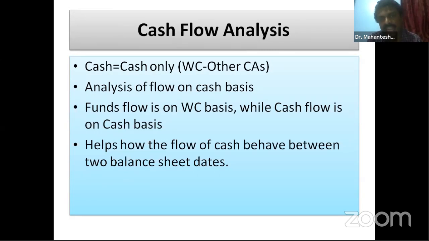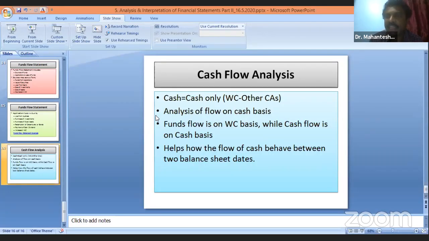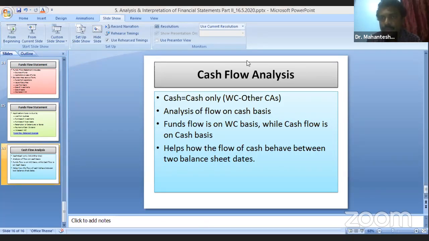It helps us see how the flow of cash behaves between two balance sheet dates. A small deviation from the funds flow analysis, here we prepare a cash flow statement. In the funds flow statement example I showed, we looked at how the funds have moved or changed over a period of two years. Here we don't look at the total working capital change, rather we look at only how the cash has changed over a period of time. Rest all is the same as we do in the funds flow analysis. Here in the cash flow analysis also, a small deviation.